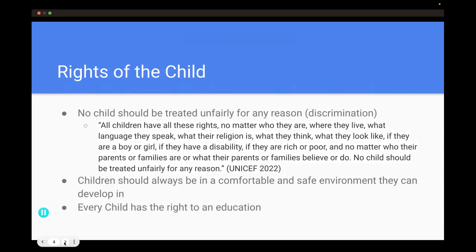So following up with that, a quote: all children have all these rights no matter who they are, where they live, what language they speak, what their religion is, what they think, what they look like, if they're a boy or a girl, if they have a disability, if they are rich or poor, and no matter who their parents or family are or what the parents or family believe or do. No child should be treated unfairly for any reason. Children should always be in a comfortable and safe environment they can develop in, and every child has the right to an education.